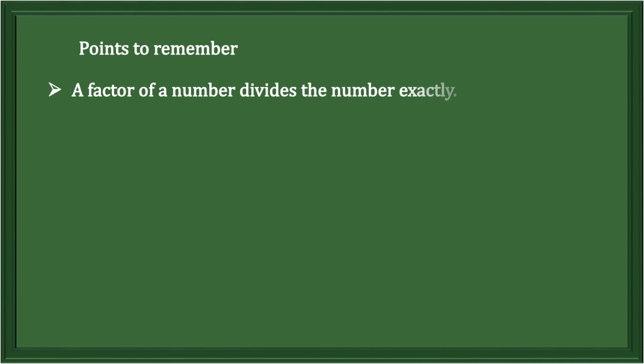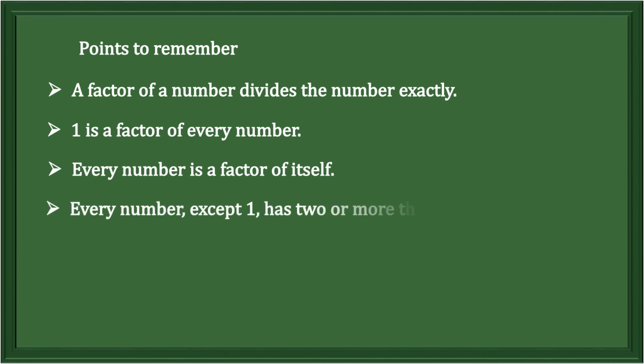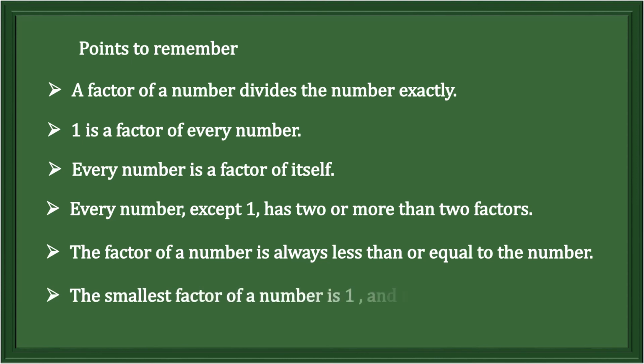Before we end, let's go through some points to remember. A factor of a number divides the number exactly. 1 is a factor of every number. Every number is a factor of itself. Every number except 1 has 2 or more than 2 factors. The factor of a number is always less than or equal to the number. The smallest factor of a number is 1 and the greatest factor is the number itself.